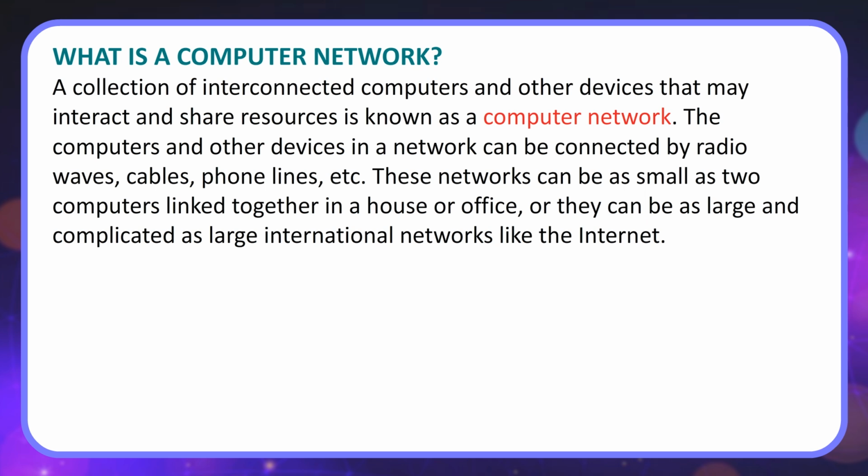What is a computer network? A collection of interconnected computers and other devices that may interact and share resources is known as a computer network. The computers and other devices in a network can be connected by radio waves, cables, phone lines, etc. These networks can be as small as two computers linked together in a house or office, or they can be as large and complicated as large international networks like the Internet.